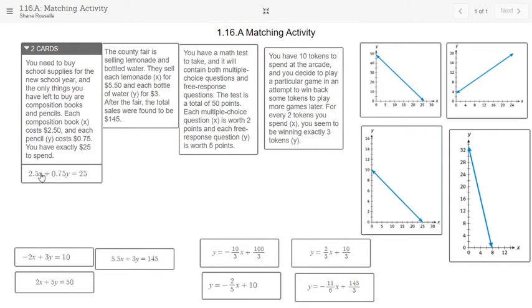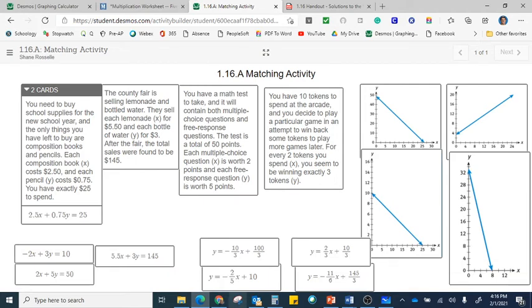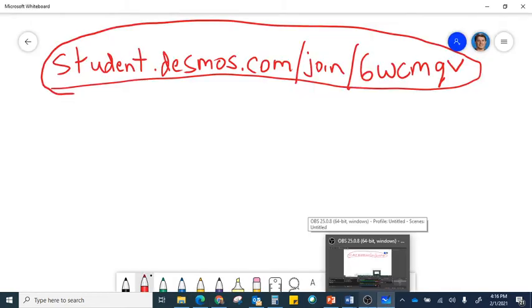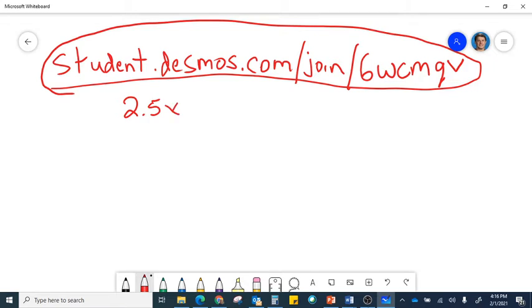Okay, so from this point right here, now what we have to do is we have to get very good at manipulating this standard form equation and putting it into slope-intercept form. All right, so what I'm going to do here is I'm going to go over into the whiteboard, and I'm just going to memorize this. Okay, I'm going to say 2.5x plus 0.75y equals 25. Okay, so slope-intercept form, it's going to look like this at the end.